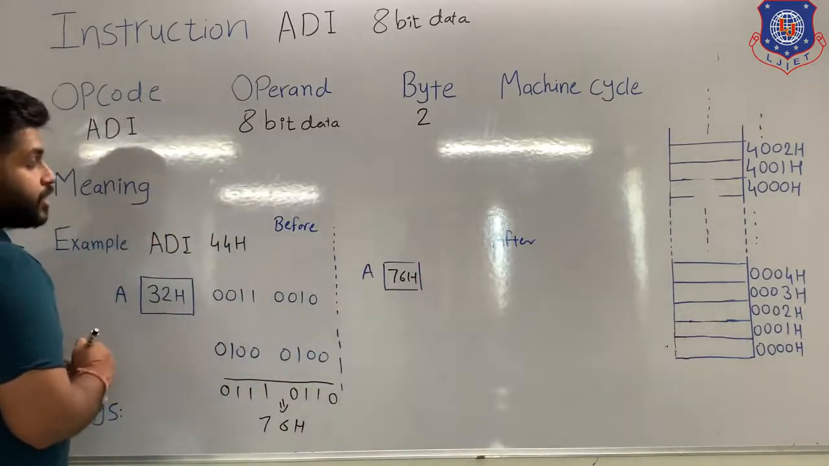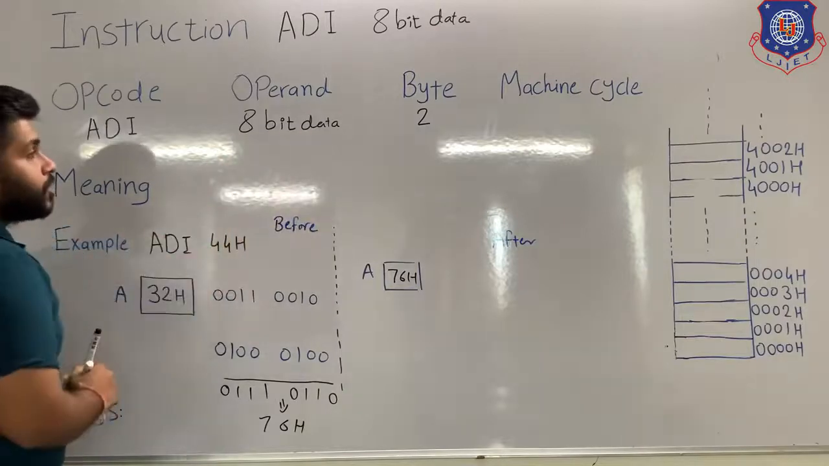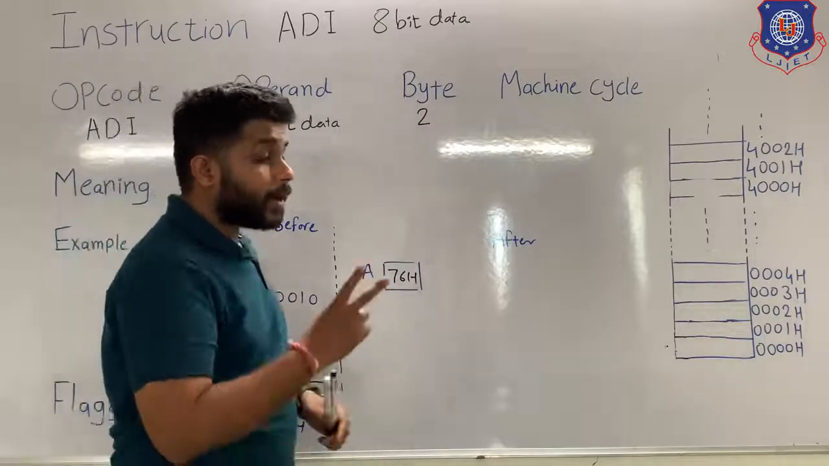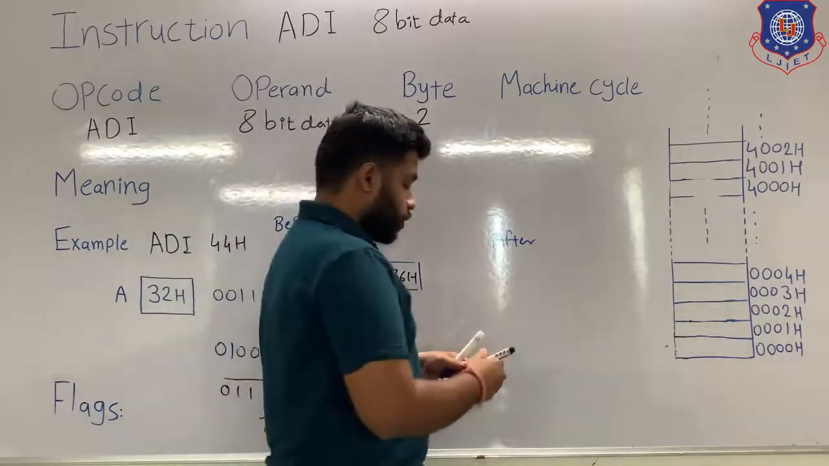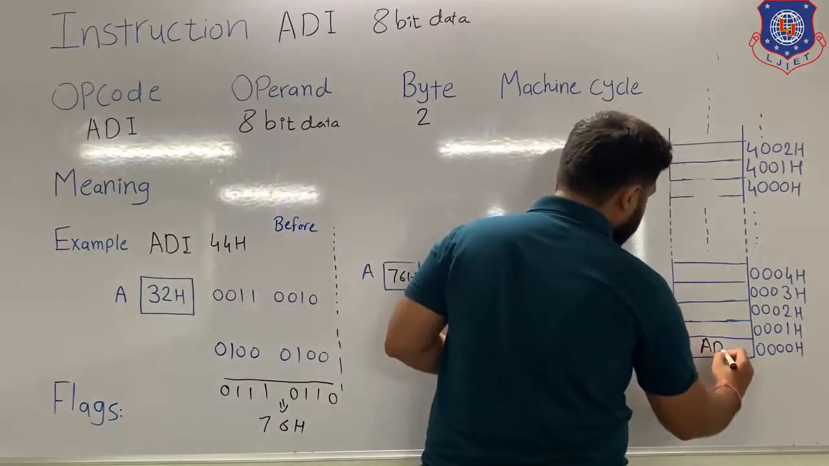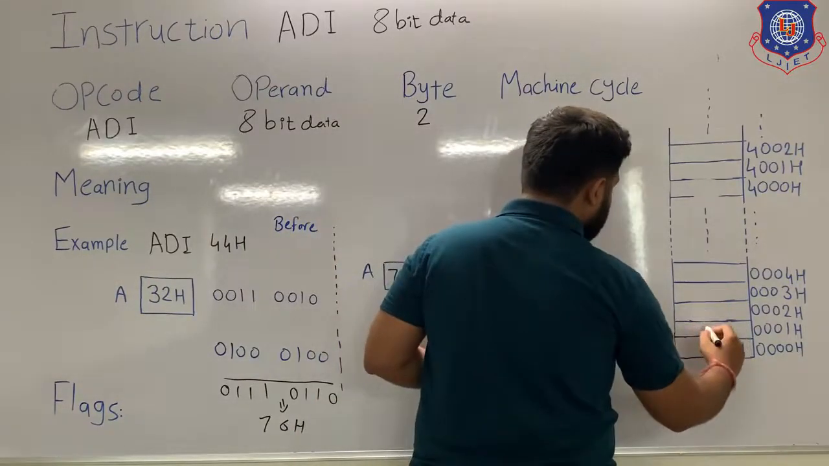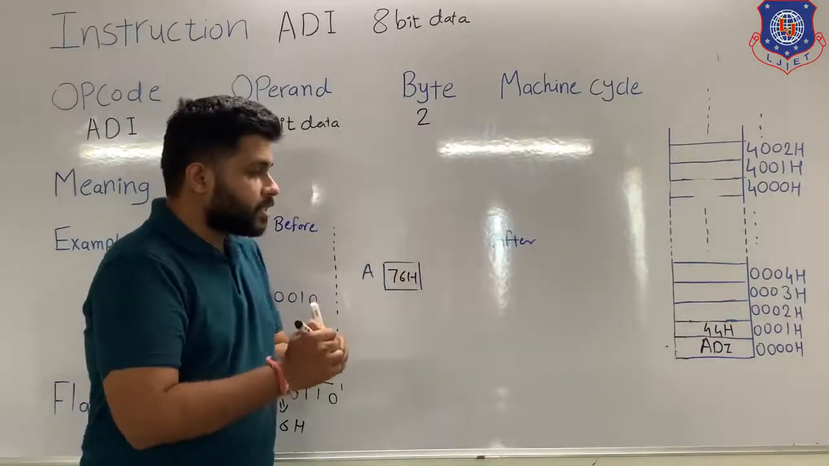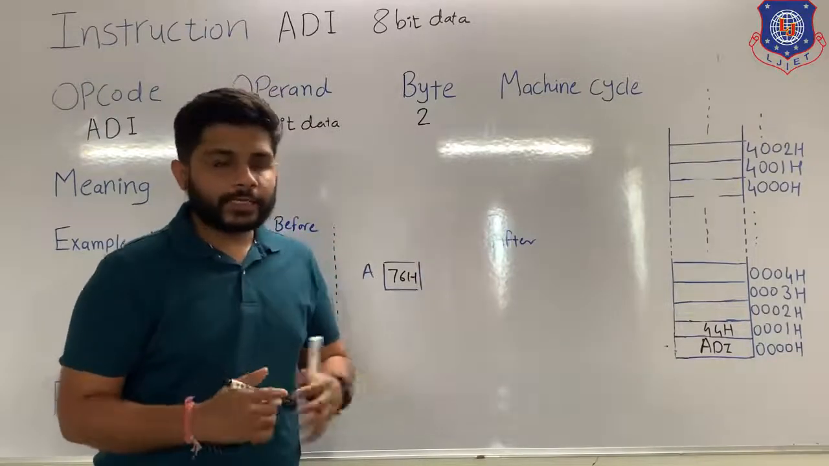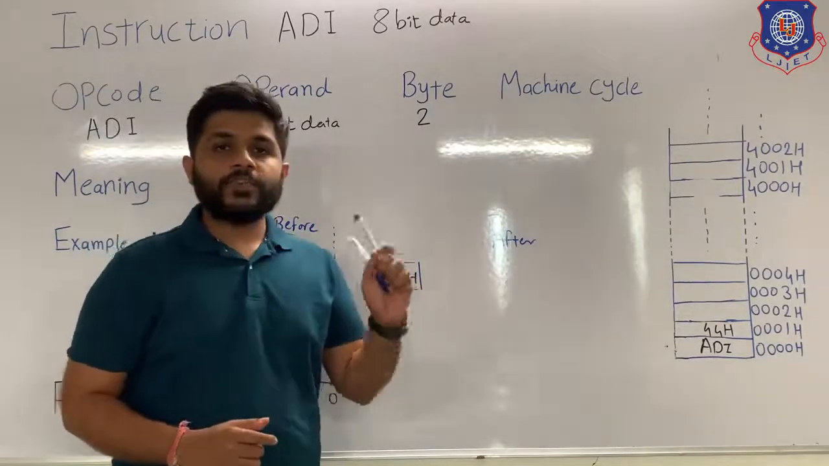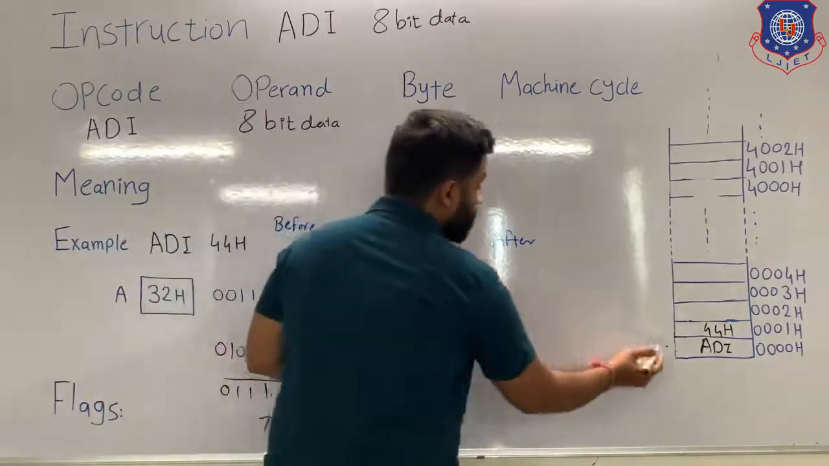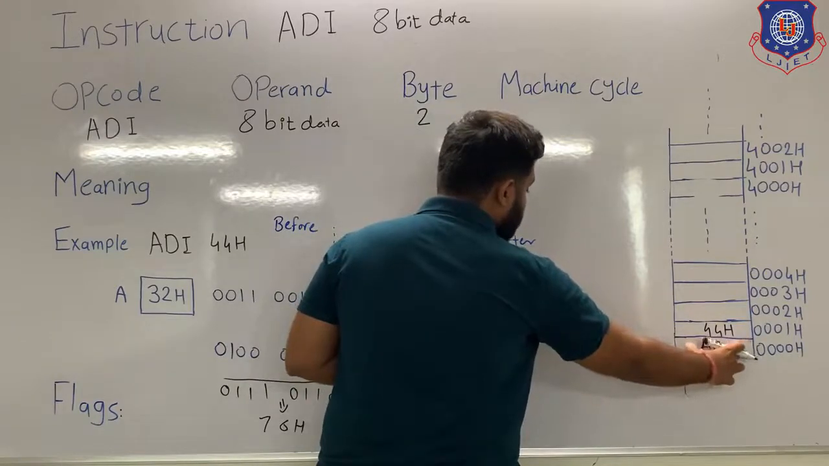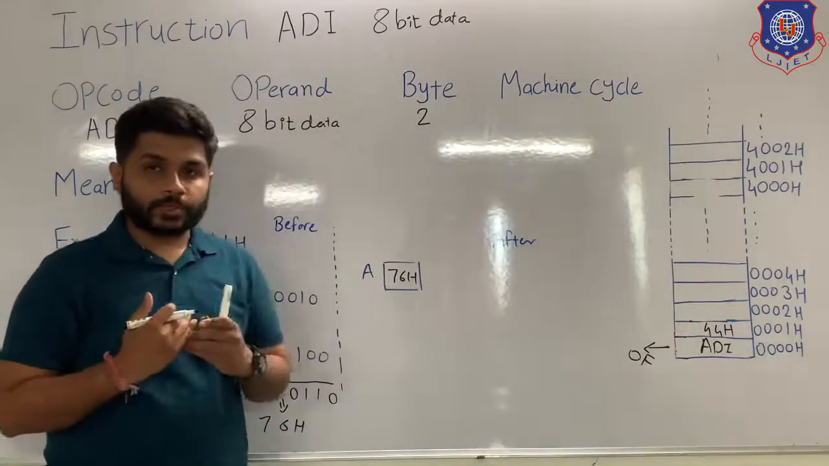Now let's see the machine cycle. Because this instruction is of 2 bytes, when we give this instruction in the memory, it will occupy 2 consecutive memory locations. In the first location, the opcode will be stored, and in the next location, the data will be stored. After the instruction is stored in the memory, the processor will start its task, that is to fetch, decode and execute. To fetch the instruction, the processor will perform the first machine cycle, that is opcode fetch.